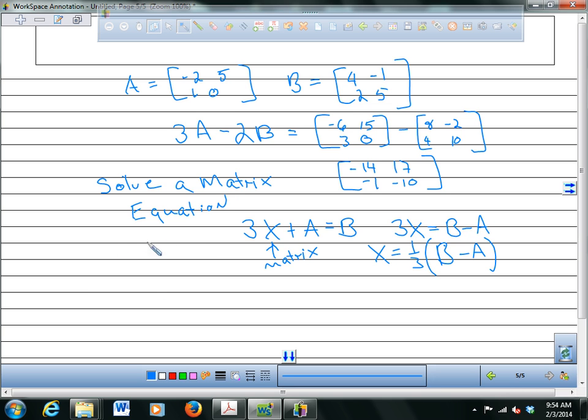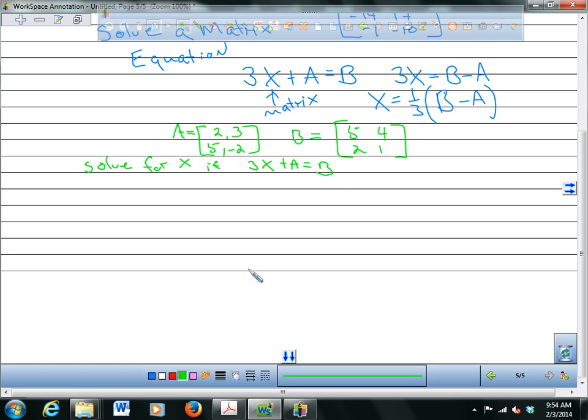So say, for instance, I have that a equals 2, 3, 5, negative 2, and b equals 5, 4, 2, 1, and you want to solve for x if 3x plus a equals b, right?